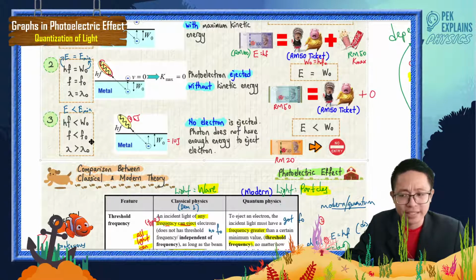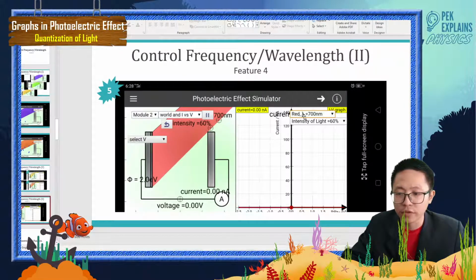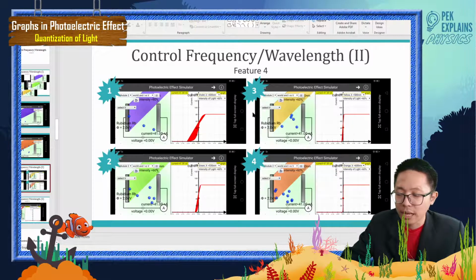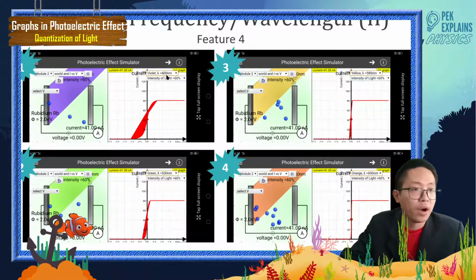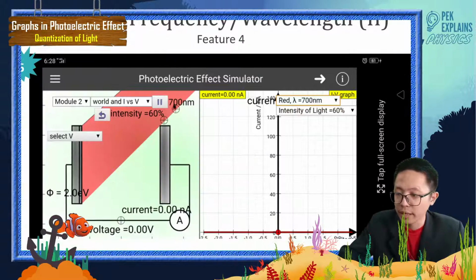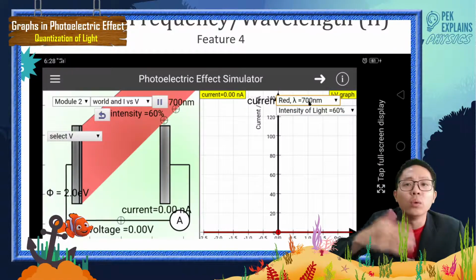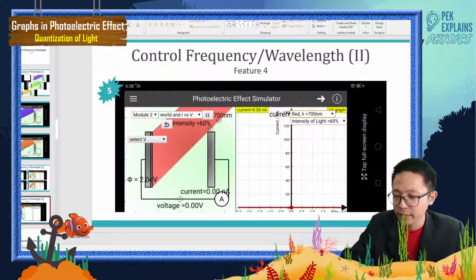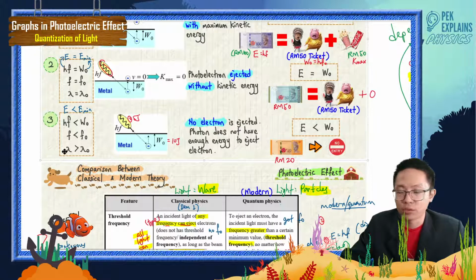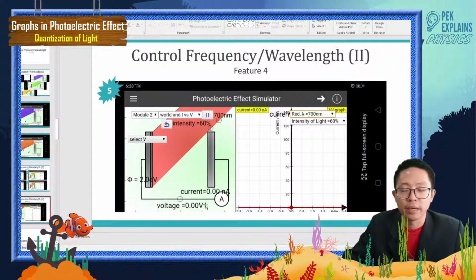The frequency is less than the threshold frequency. The wavelength is too high. Like what you see here, the wavelength is 700. The others are just 400, 580, 530. Very short wavelength. This one has a very long wavelength, over the maximum threshold wavelength. It ends up with a very low frequency, lower than the threshold frequency. So that's why no electron is ejected, and no photocurrent is detected by the galvanometer.